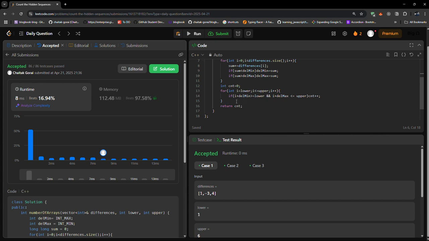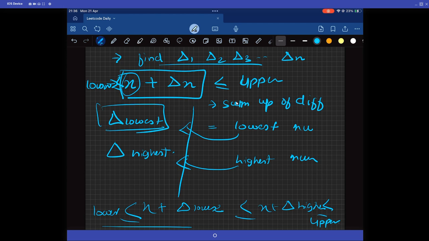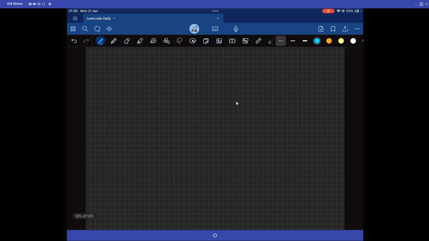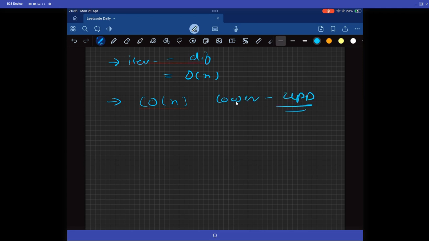And what is the time complexity for this solution? We are iterating over the differences array, which is order of n, and then we are also iterating over the lower to higher range, which is order of n. Since these loops run one after the other and not nested, the overall time complexity is order of n. What is the space complexity? We are using a long integer to store the sum of the differences, so the space is constant. So yeah, this is the solution. Thank you.